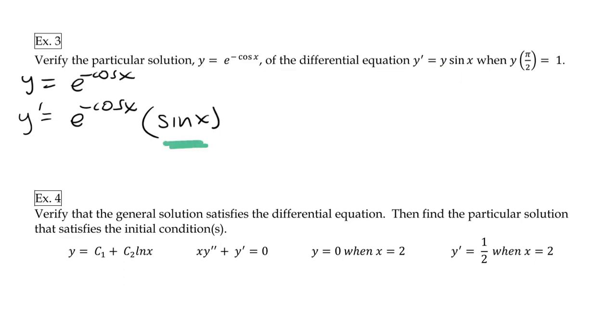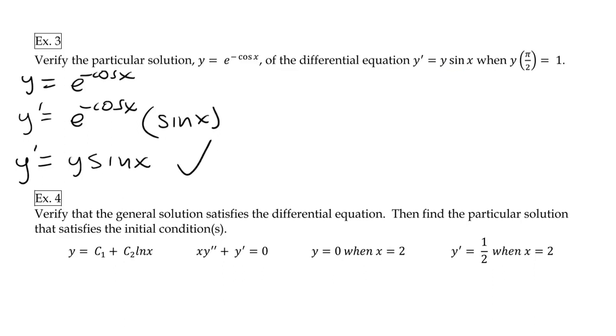Well, here's sine. Can I replace this with something? Sure. What's e to the negative cosine x? Isn't that y? And that's what I'm trying to get to. So over here I can say e to the negative cosine x. Instead of writing that, it's the same as y. So I'm going to get y sine x, which is exactly what they claimed.